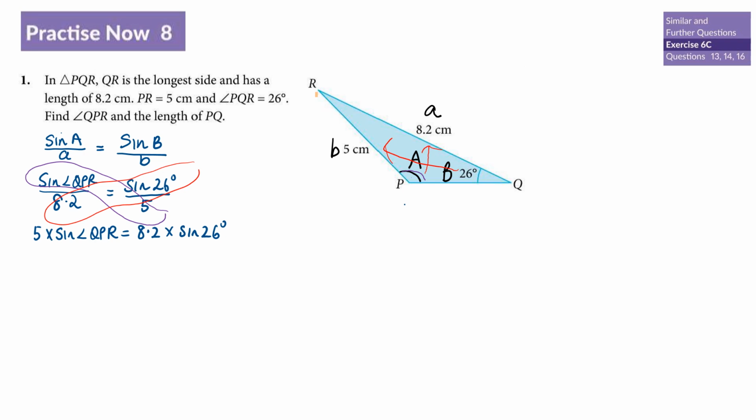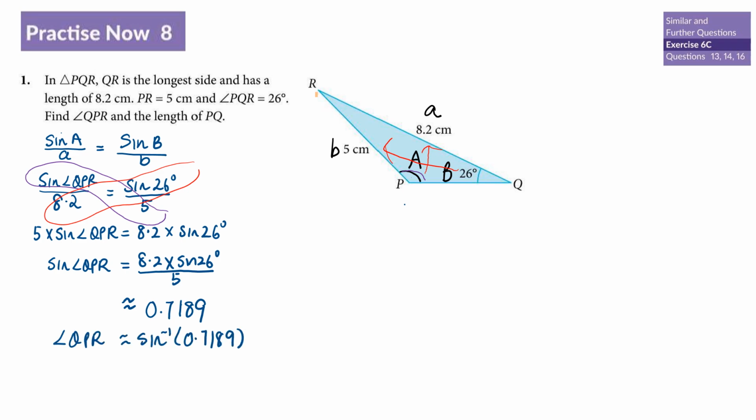All right, and then the next thing is that you can divide by 5 throughout to find angle QPR, which work out to be 0.7189. Right, please use at least 4 significant figure or 4 decimal places for accuracy. So angle QPR will be just sine inverse 0.7189, which work out to be 45.96 degree.